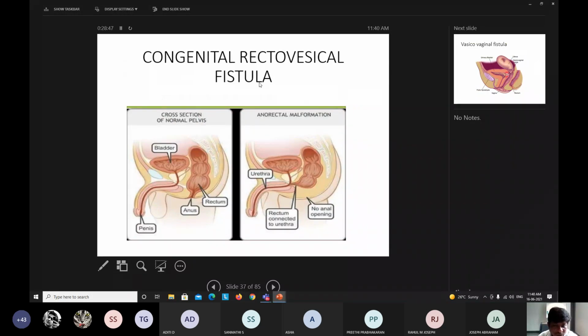Congenital rectovesical fistula. So this is normal here: bladder, anus and rectum are there, and genital organ is there. But here, anorectal malformation is there. Rectum is joining with the urinary organs. So rectum is connected to the urethra. So this is called a congenital rectovesical fistula.